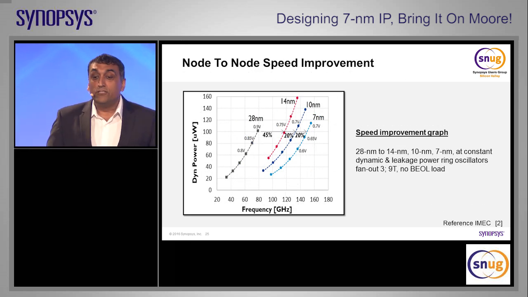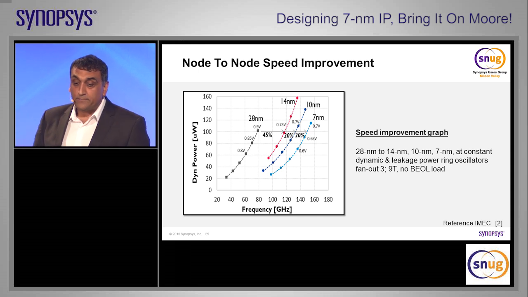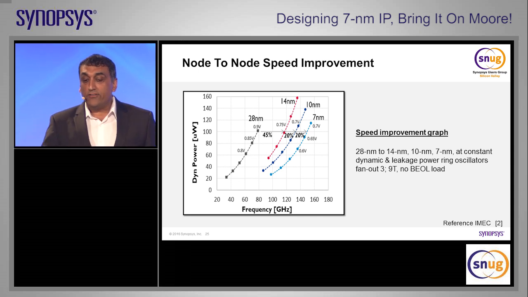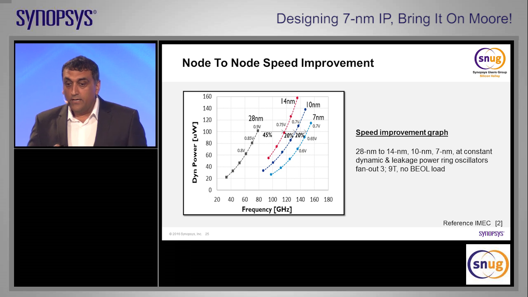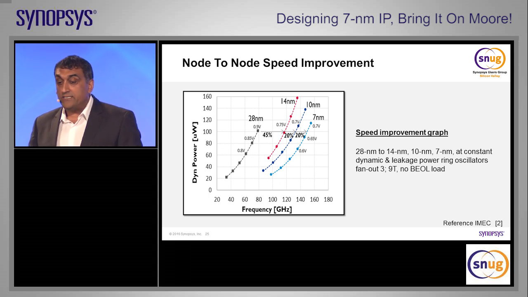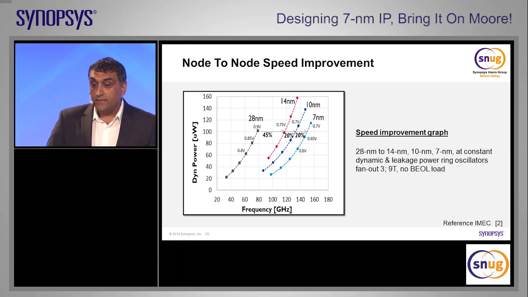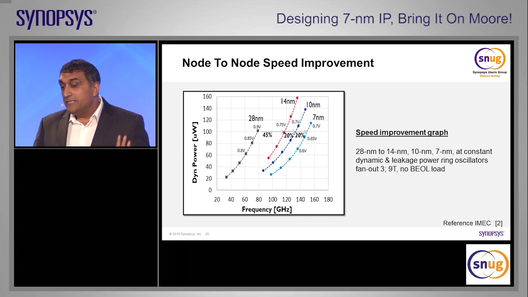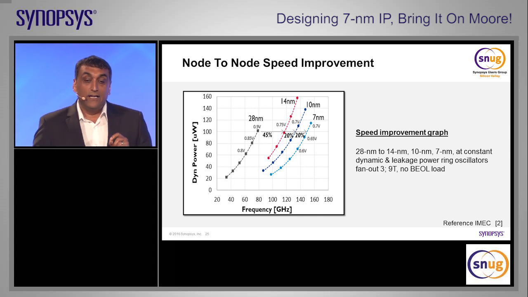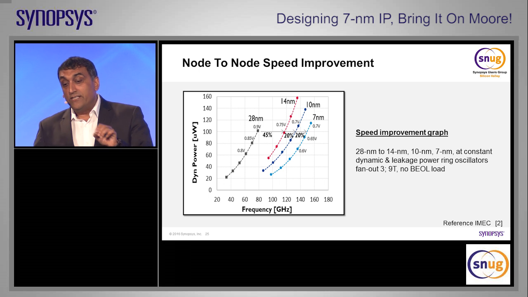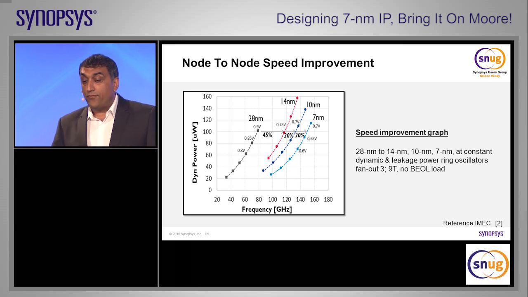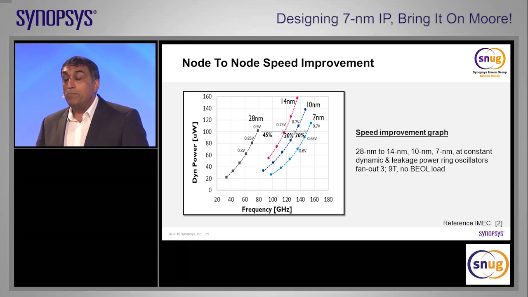So I'm going to talk about the node-to-node speed improvement on this particular graph here. Again, 28 as your reference point. This is dynamic power versus frequency, 14, 10, 7. So you saw a dramatic increase in speed moving from planar 28 to the first generation of FinFET technology from a commercial foundry perspective. And then you see, depending on how you play with the electrostatics, a 20% improvement moving to the next generation of FinFET nodes. Okay? So this example shows a ring oscillator with a fan-out of 3. It's a 9-track library with no back-end of line load.